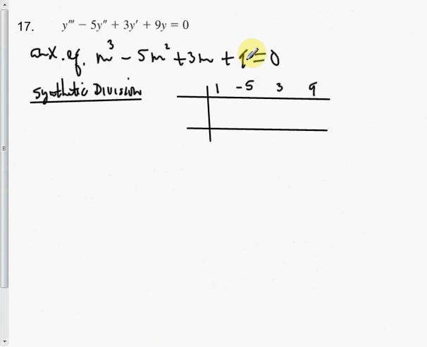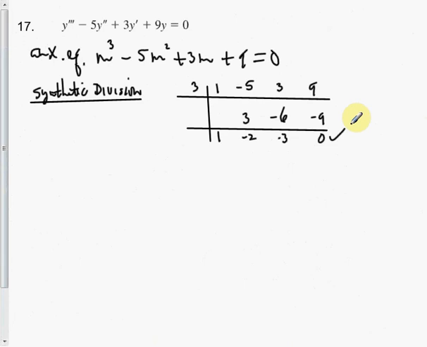I'm going to try 3. So bring down the 1. 3 times 1 is 3. Negative 5 plus 3 is negative 2. 3 times negative 2 is negative 6. 3 minus 6 is negative 3. 3 times negative 3 is negative 9. You get 0. That's what you want, a 0 there.